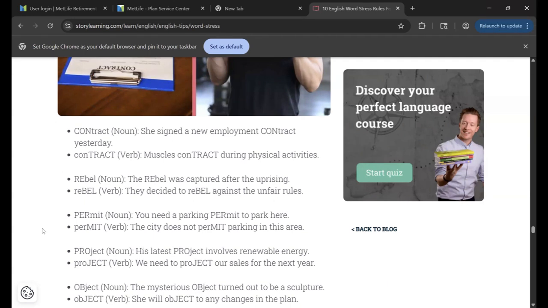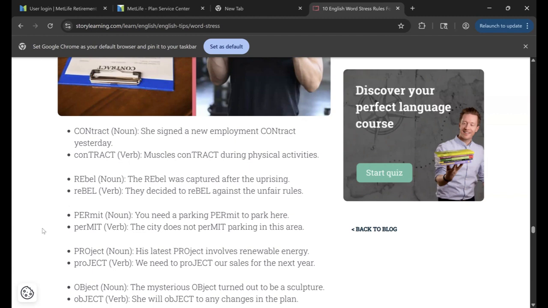Contract. That's the noun. She signed a new employment contract yesterday. Okay, next one. Contract is the verb. Muscles contract during physical activity. Continue the whole sentence.